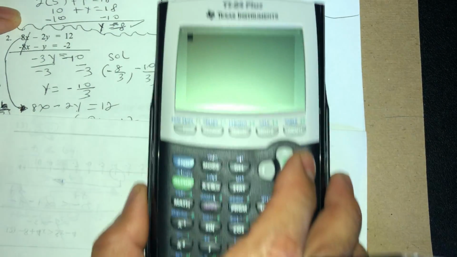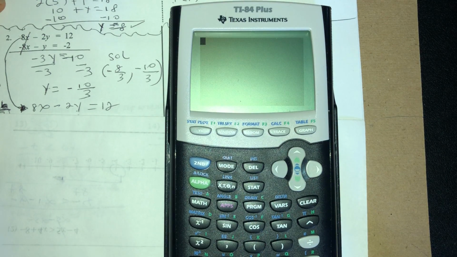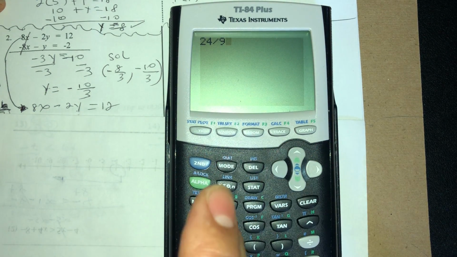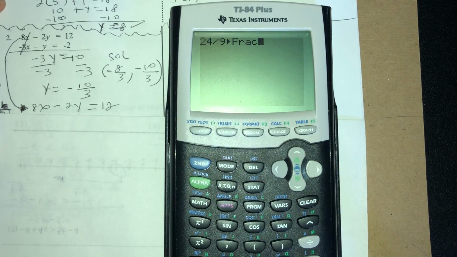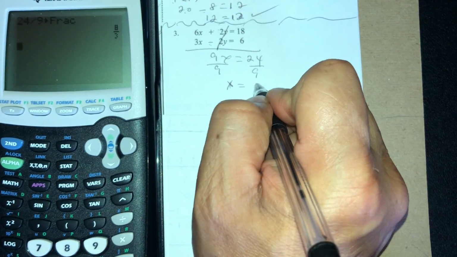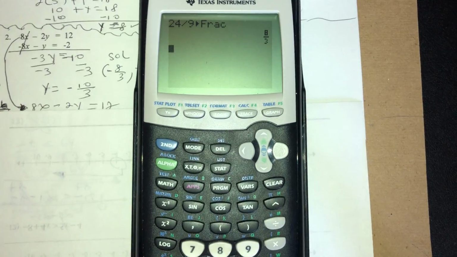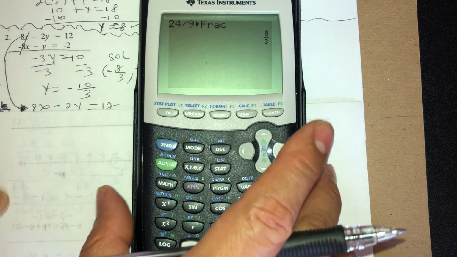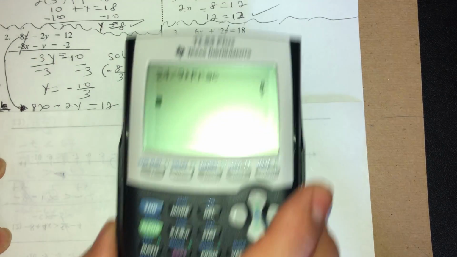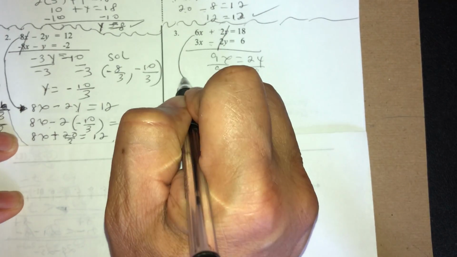You're going to do, let's see, because the light here is not good. Okay, you're going to do 24 divided by 9, all right? And you're going to do math, enter, enter. And what do I get? I get positive 8 over 3. Okay? So you get a fraction. That's correct. What we're going to do next, now we have to find the value of y. You can use either one. I'm going to use the first one, all right?